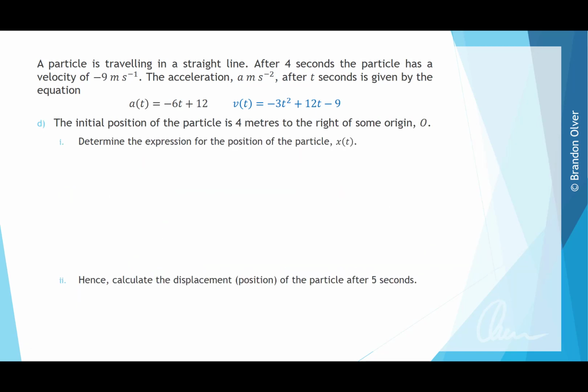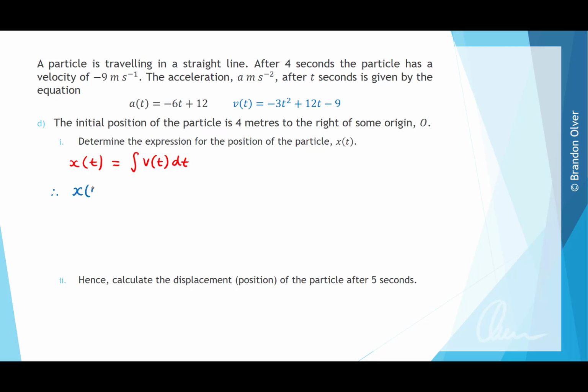For part D, we're told that the initial position of the particle is 4 meters to the right of some origin O. For part 1 of this question, we need to determine an expression for the position of the particle, x of t. So first of all, we need to remember that x of t, the position or displacement of a particle, is equal to the integral or antiderivative of the velocity, and that's with respect to t.